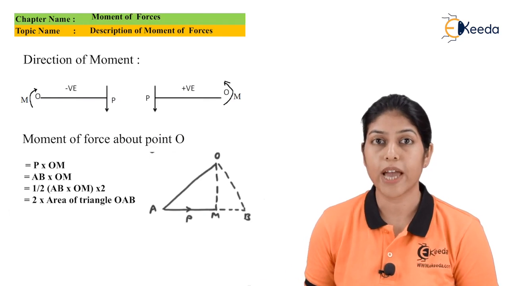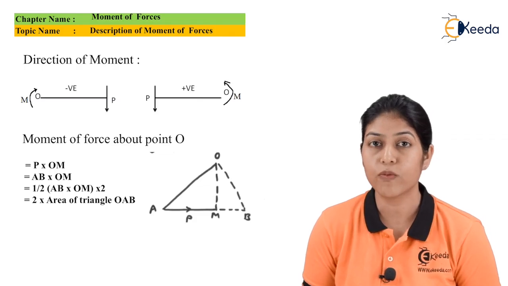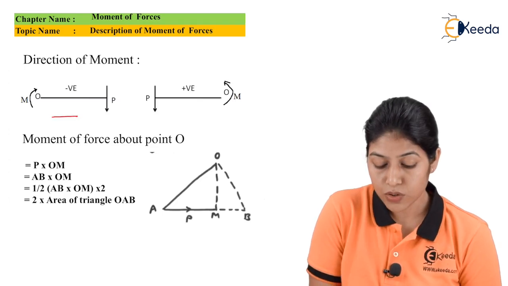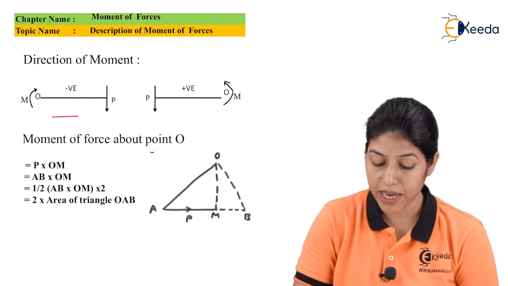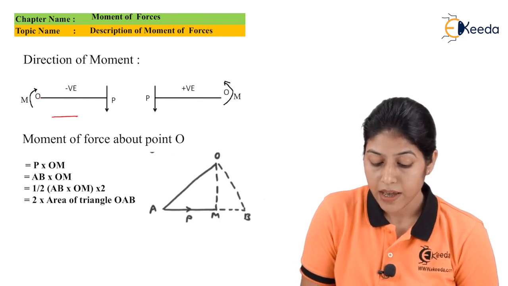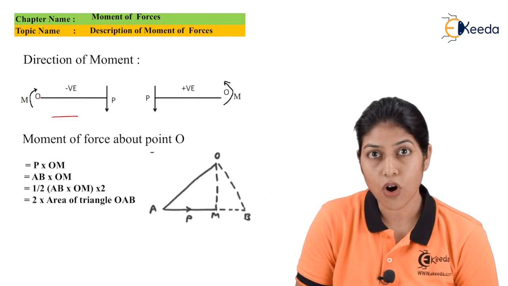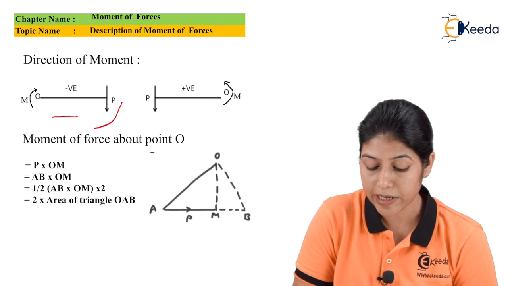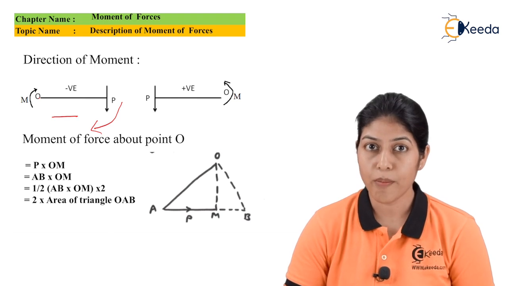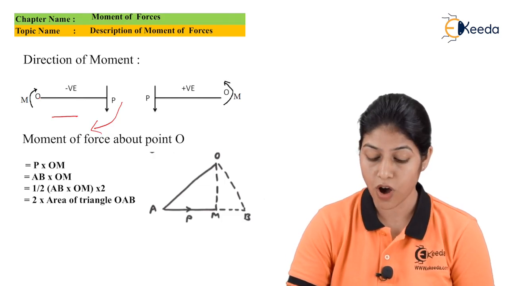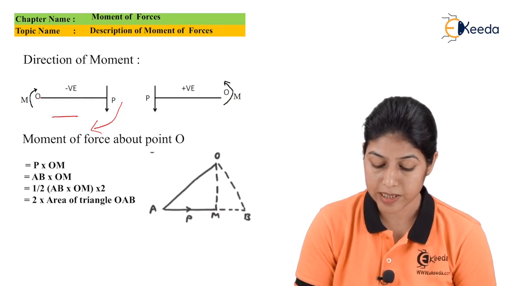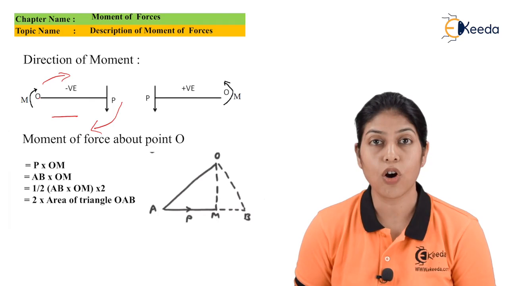Here, if we want to define the direction of movement, the direction of movement depends on the direction of force. In this diagram, O represents the moment center, and you can see P is moving in the downward direction. If we rotate this particular force according to its direction, this force will rotate like this, and this rotation represents the moment. So this moment will move in the direction of the force, or where the force is rotating. This particular moment will move in this direction, and this direction is the clockwise direction.